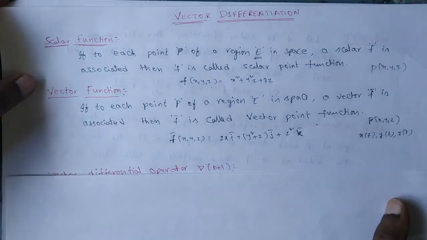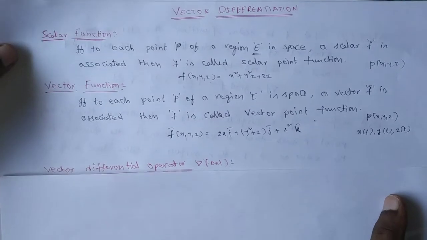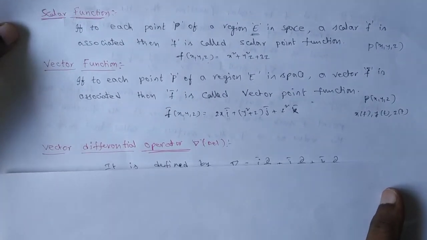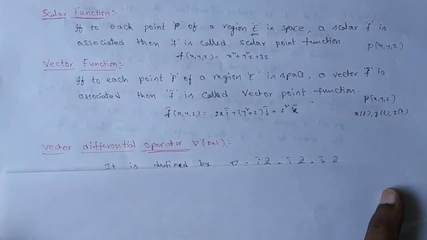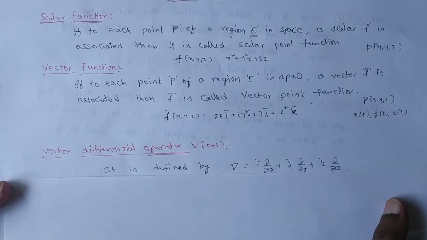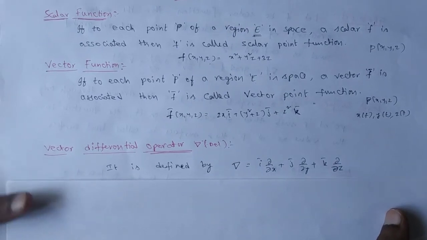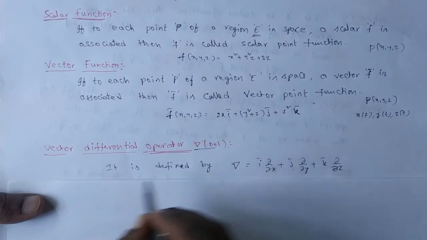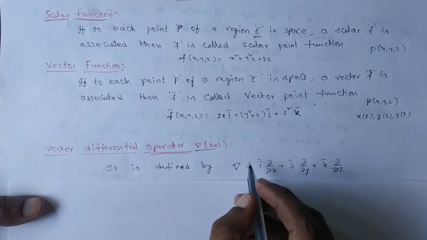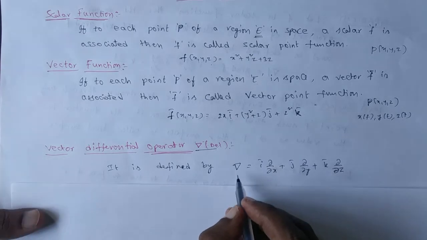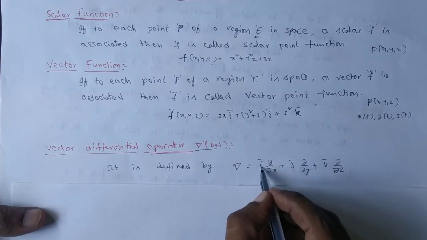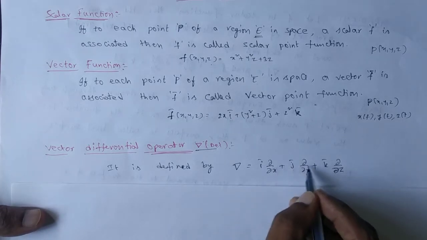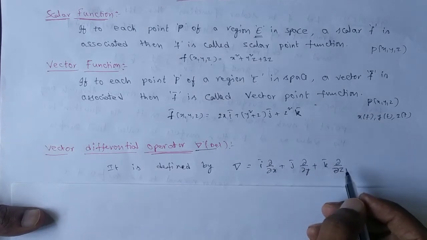Now in the vector concepts, we have one operator called the del operator, which is called the vector differential operator, and it is defined like this. It is denoted by del, read as del, and is defined by the equation del equal to i bar into dou by dou x plus j bar into dou by dou y plus k bar into dou by dou z.